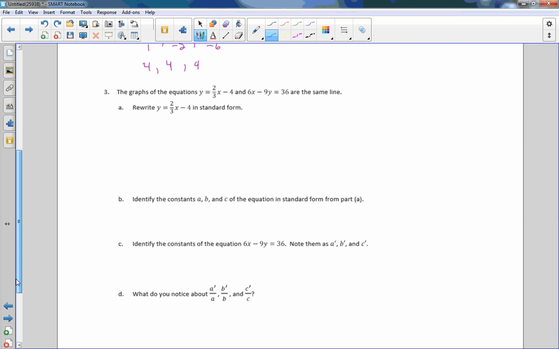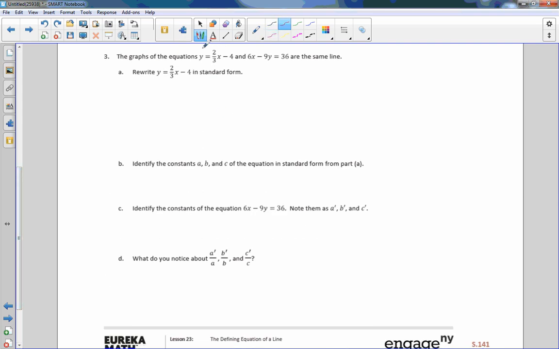Okay, number 3. Number 3 says the graphs of the equation y equals 2/3 x minus 4 and 6x minus 9y equals 36 are the same line. This is slope-intercept form. This is standard form. It says to rewrite the slope-intercept form in standard form, so I need to move this 2/3 x out in front by subtracting 2/3 x. And actually, I didn't like the way that last problem looked by not rewriting the problem, so I'm going to start by rewriting y equals 2 over 3x minus 4. I need this over here, so I subtract 2/3 x from both sides.